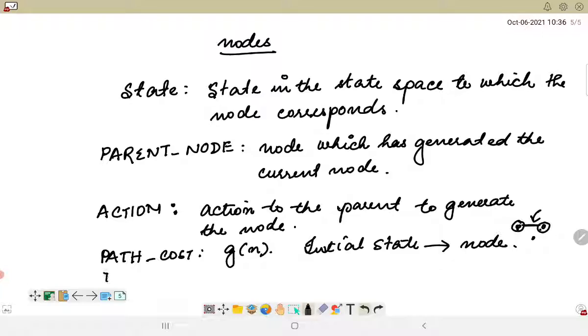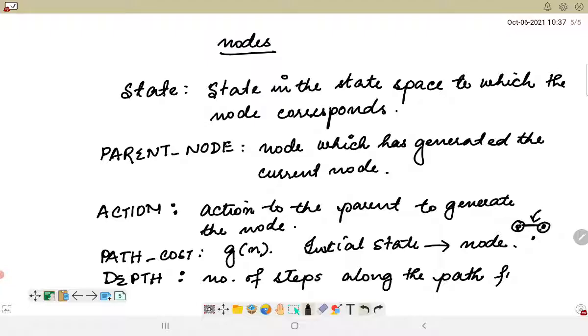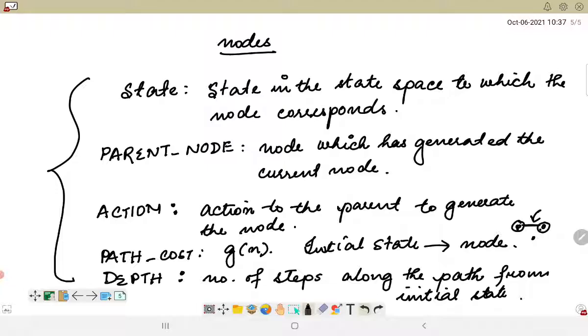And finally we will have the depth. So we definitely have a size of the tree or a depth of the tree. This is basically the number of steps along the path from the initial state. So these are some of the points that are used in order to define a particular node.